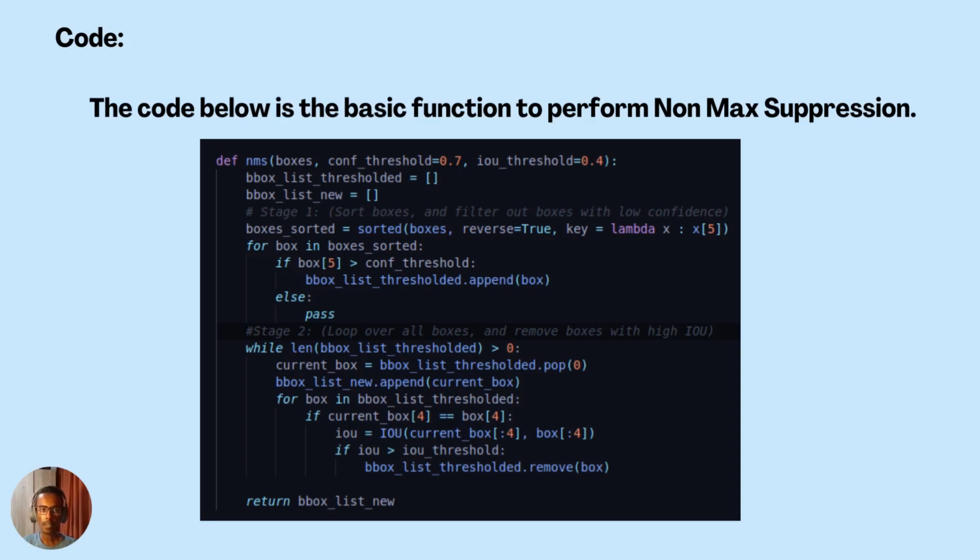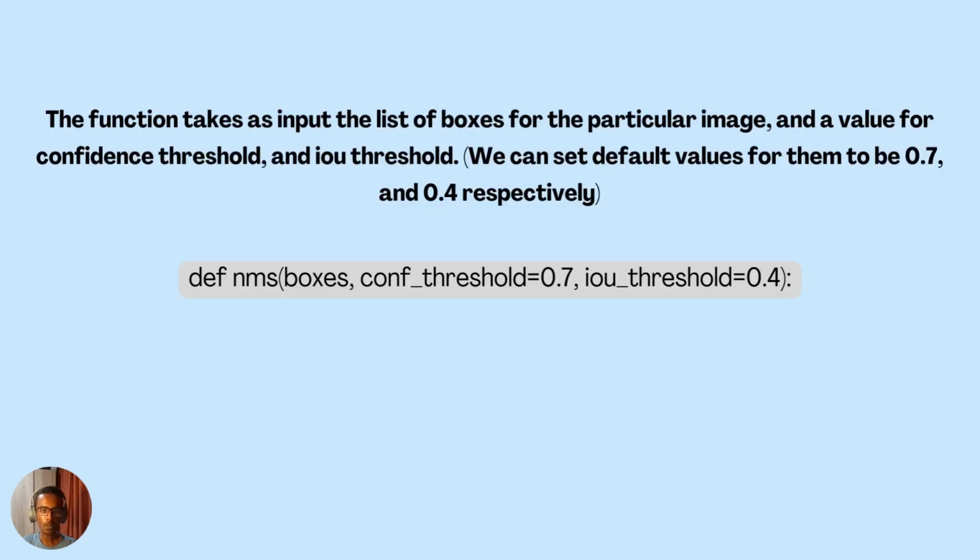Now let's look at the code in order to implement this algorithm. And we're going to be using the IOU function that we have previously defined to compute the IOU, just in case you don't understand where the IOU is coming from. And let's see the code in detail one by one.